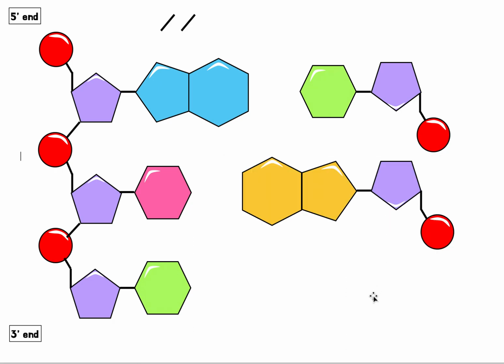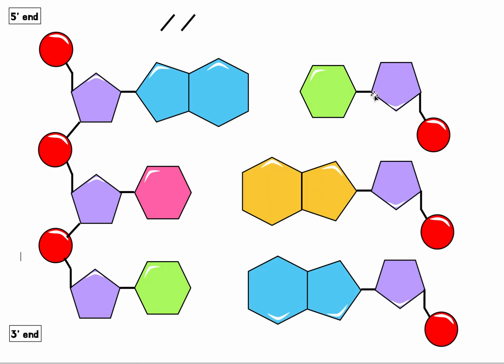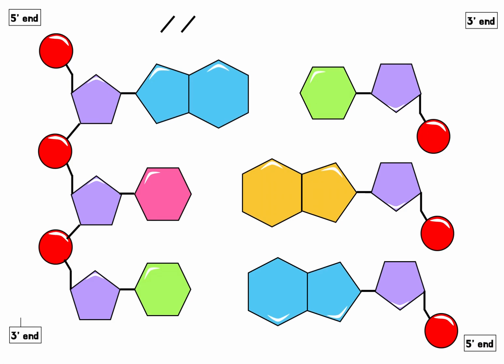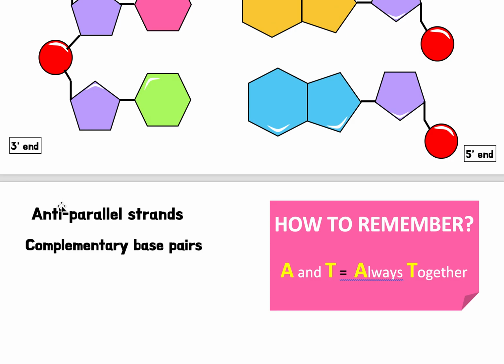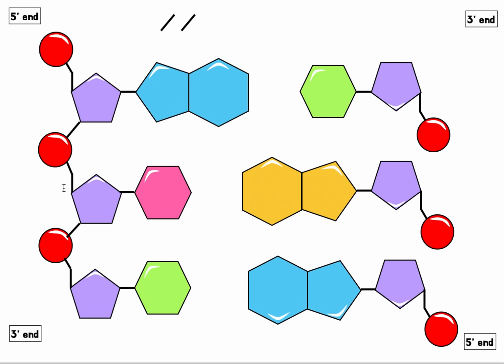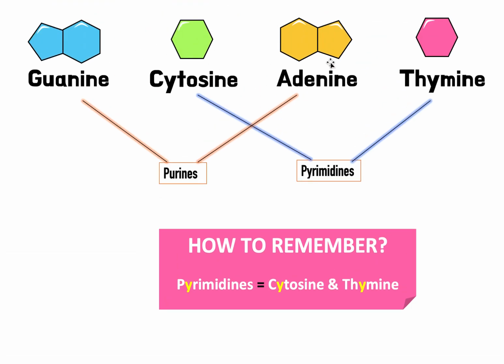Whereas for the opposite strand, if we follow the same rule, this is the first carbon, second carbon, third carbon. The 3' end is actually on the opposite side, and the 5' end is on the top side. So one thing you need to understand is that the two strands are anti-parallel. Parallel means they're next to each other, and anti means they're going in opposite directions. That's very important to understand. They're just the same thing, rotated the opposite way. Now, importantly, out of these four nucleotides, A will always bind with T, and C will always bind with G.